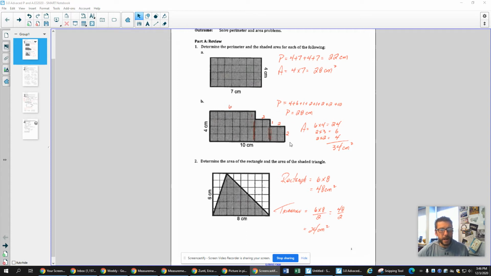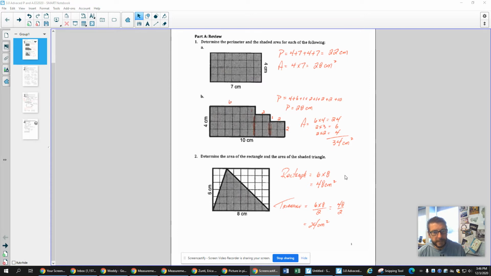When it comes time for area, I chose to make 3 sections. You can see my little red line scribbled in here. My first rectangle is 6 by 4. It's 6 across the top and 4. My second one is 2 across and 3 down. My last one is 2 by 2. So I found my 3 areas and I added them up.